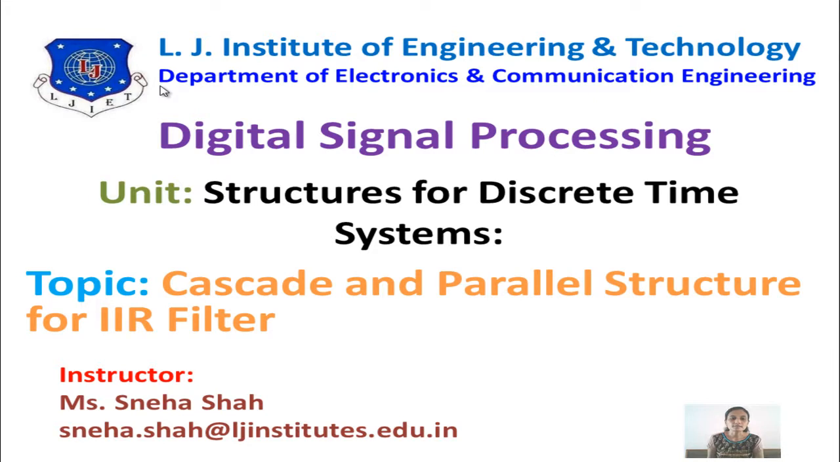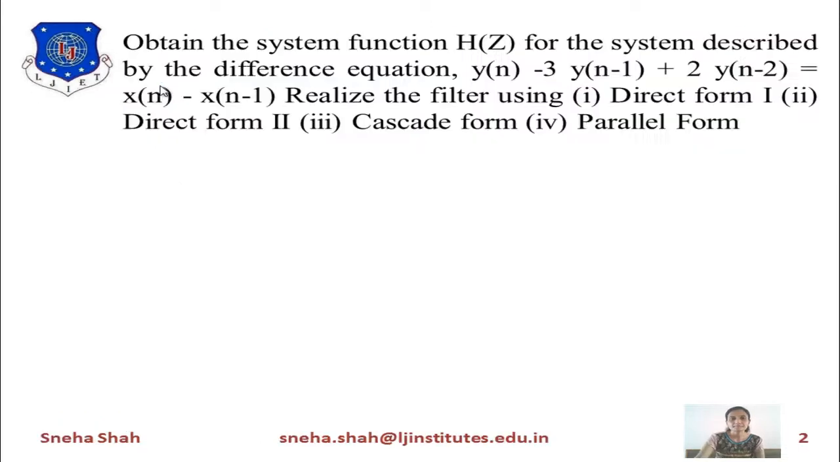Today I will explain some more examples based on cascade and parallel structure for IIR filters from the subject of digital signal processing. The first example is: obtain the system function H(z) for the system described by the difference equation y(n) minus 3y(n minus 1) plus 2y(n minus 2) equals x(n) minus x(n minus 1). Realize the filter using direct form 1, direct form 2, cascade form and parallel form.